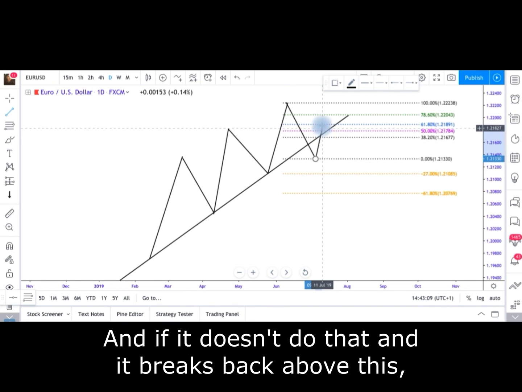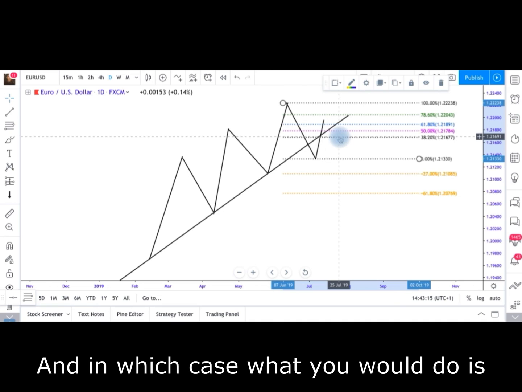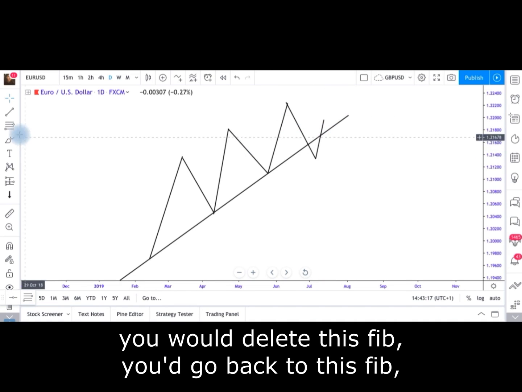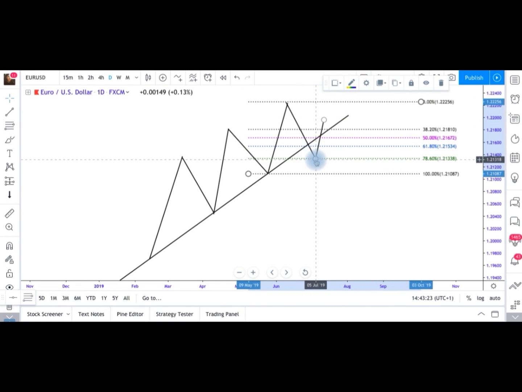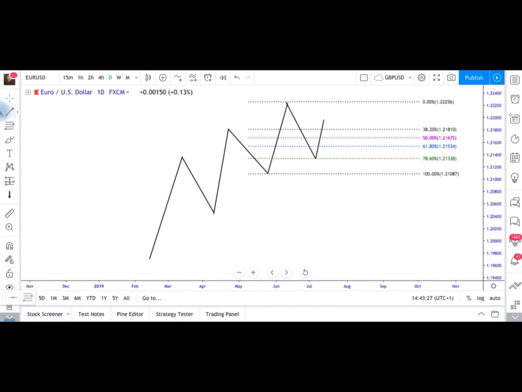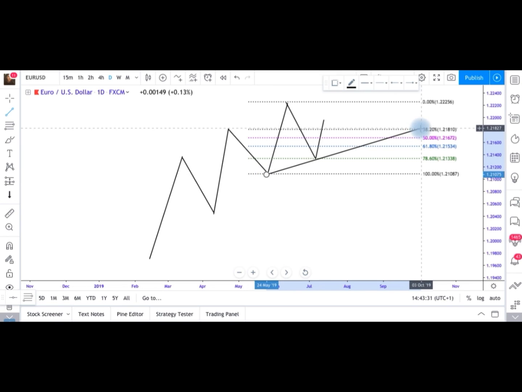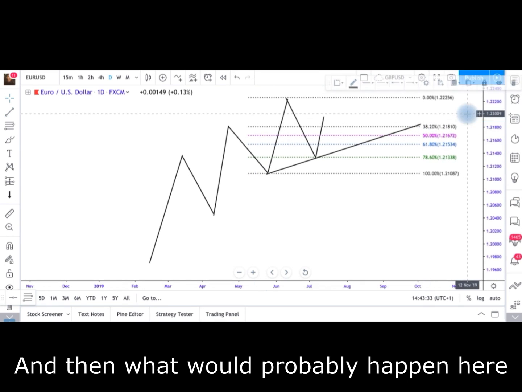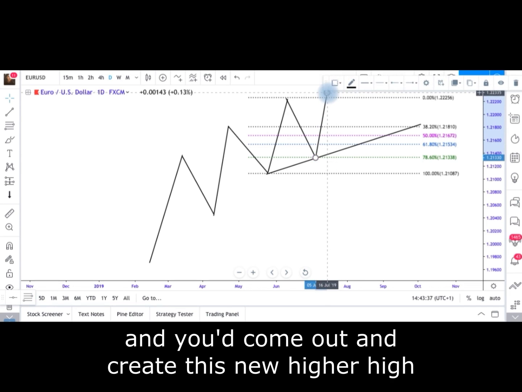And if it doesn't do that and it breaks back above this, then we know that this break was a fake break. And in which case, what you would do is you would delete this fib. You'd go back to this fib. You'd see that actually it hit the 78.6. So now what you would do is you would delete this. And now you would connect these 2 points up here. And then what would probably happen here is then you would resume normal bullish behavior. And you'd come up and create this new higher high.